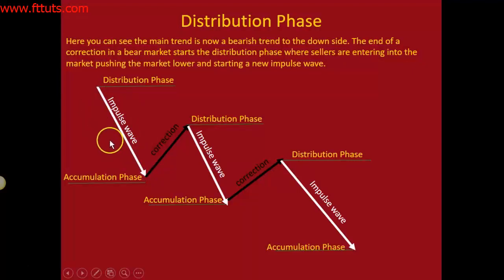Therefore, at the bottom of the impulse wave, where we get our correction, will be the accumulation phase. It starts the correction. And the distribution phase ends the correction and starts the impulse wave. And then the accumulation phase ends the impulse wave, starts the correction. And then the distribution phase again ends the correction, starts the impulse wave. All right.